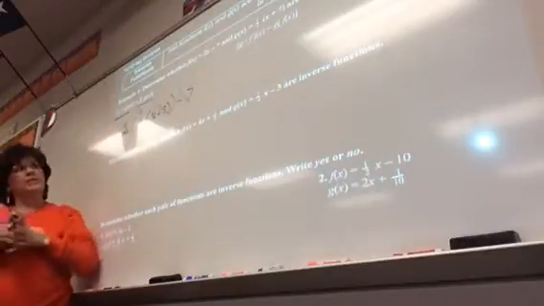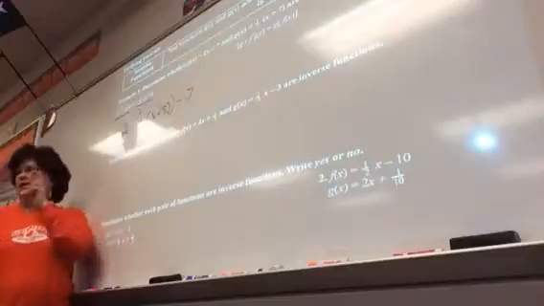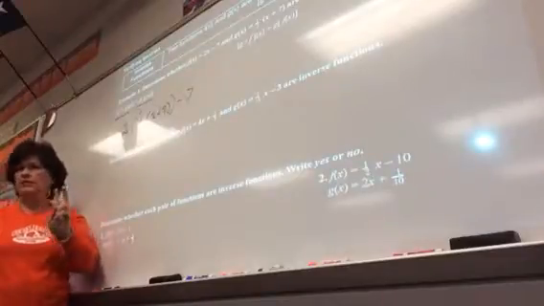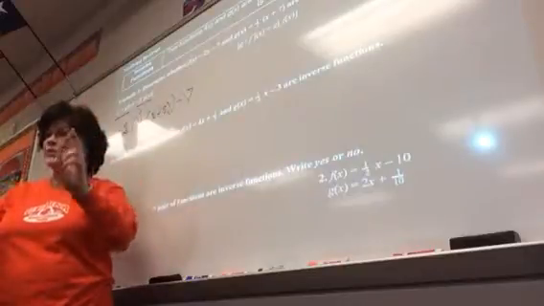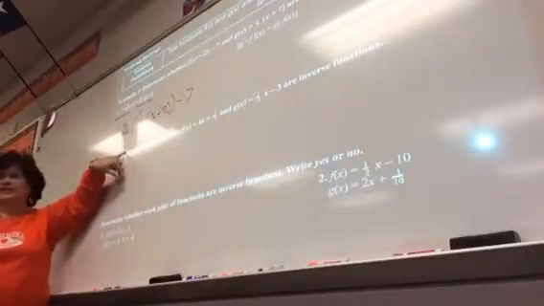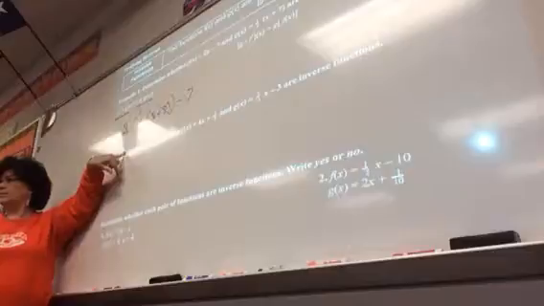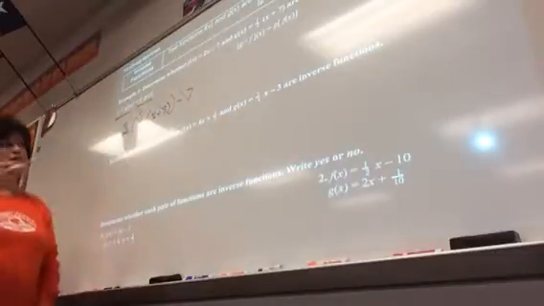Now, go back up and read the definition. If two functions are inverses, f of g of x should equal x. Ta-da! Okay, now that's just part 1. There's a part 2 to this.